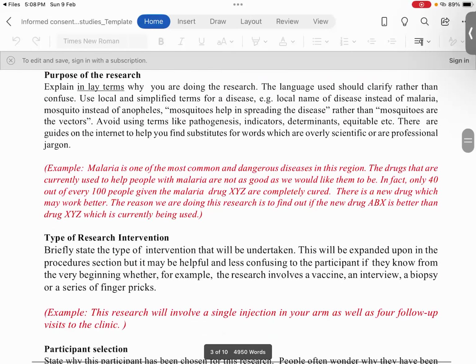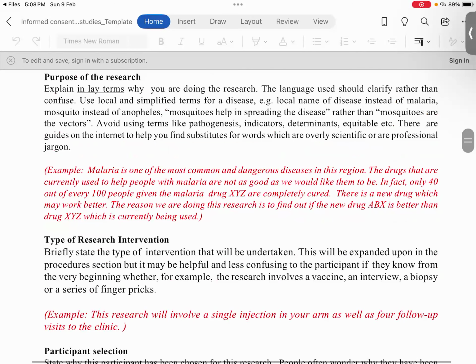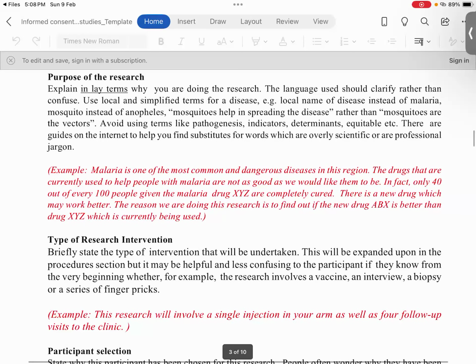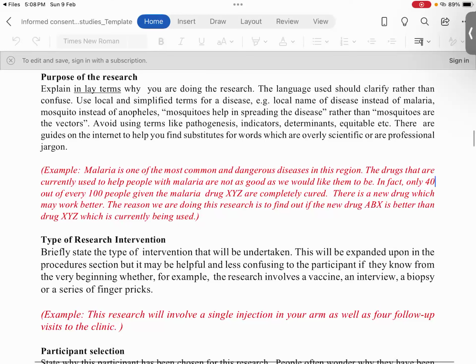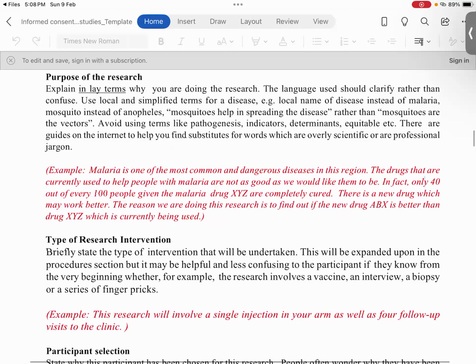So, purpose of the research. This is how you write the purpose of the research. You will take information from your protocol, but here you will rewrite. How will you rewrite? Malaria is one of the common and dangerous diseases in this region. The drugs that are currently used to help people with malaria are not as good as we would like them to be. In fact, only 40 out of every 100 people given malaria drug XYZ are completely cured.